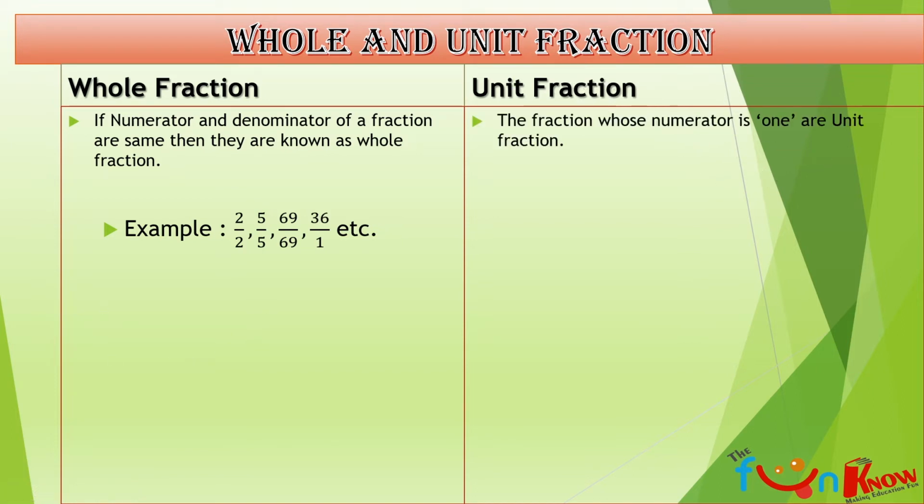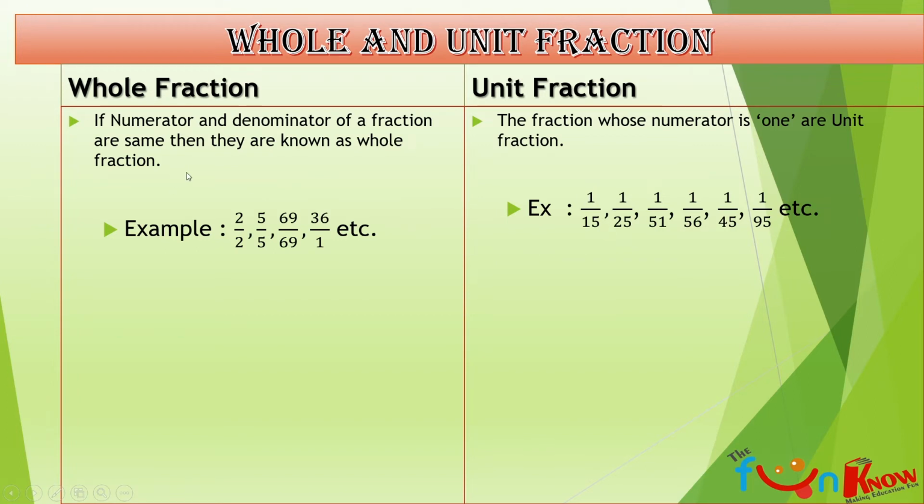What is a unit fraction? A fraction whose numerator is 1 is a unit fraction. That means all of these fractions whose numerator is 1: 1 by 15, 1 by 25, 1 by 51, 1 by 56, 1 by 45, 1 by 95, etc. Unit fraction means in the numerator it will be 1, so it will be known as a unit fraction.